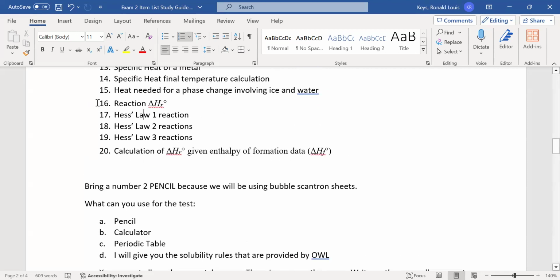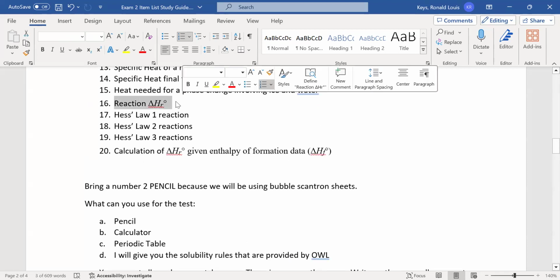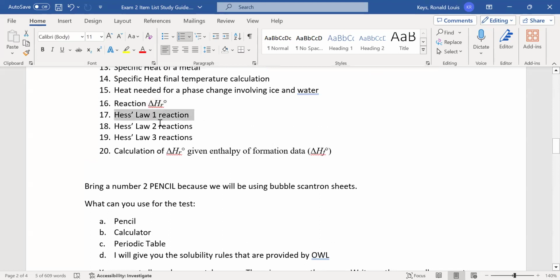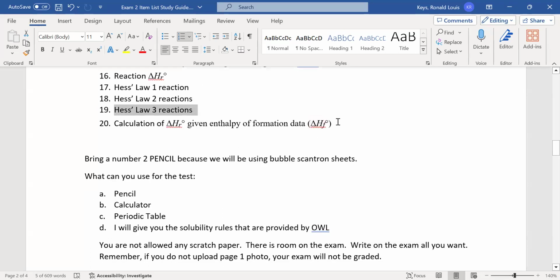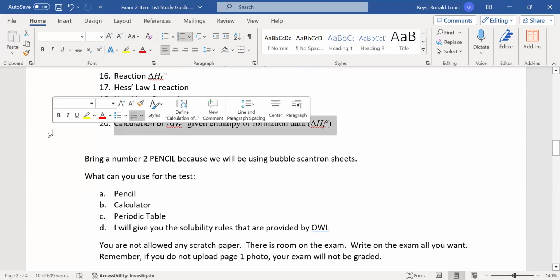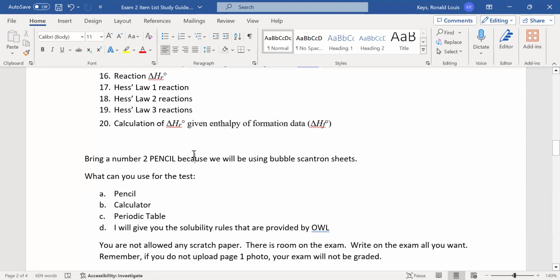Reaction enthalpy of reaction. Hess's law, 1 reaction, 2 reactions, 3 reactions. You've got plenty of examples of them on the learning guide and on the quiz. And then a calculation like what we just did. That's outlined right there. That's it.